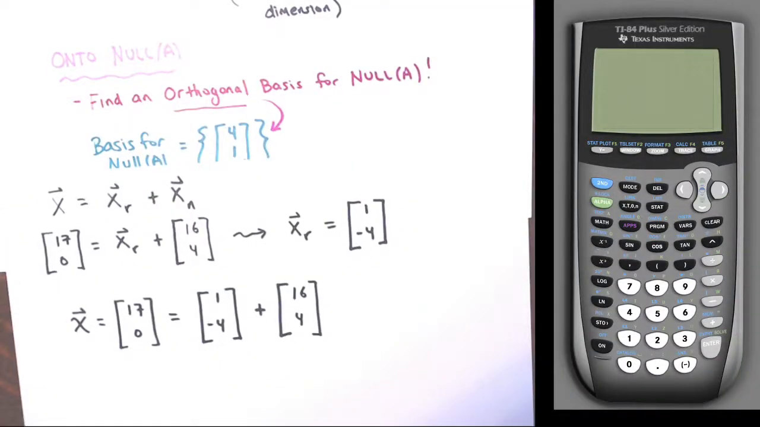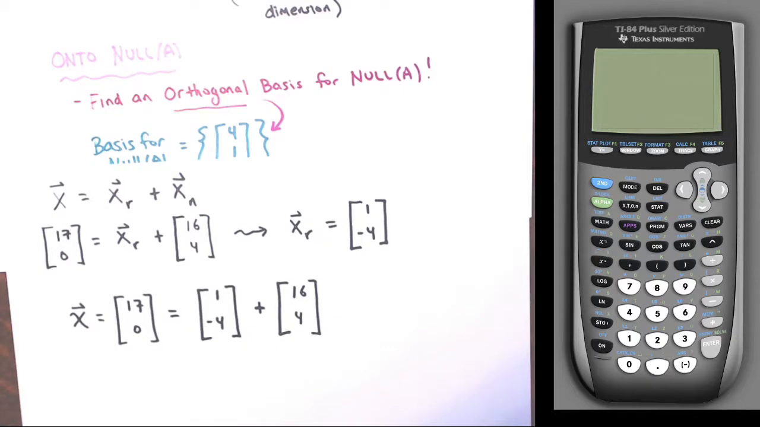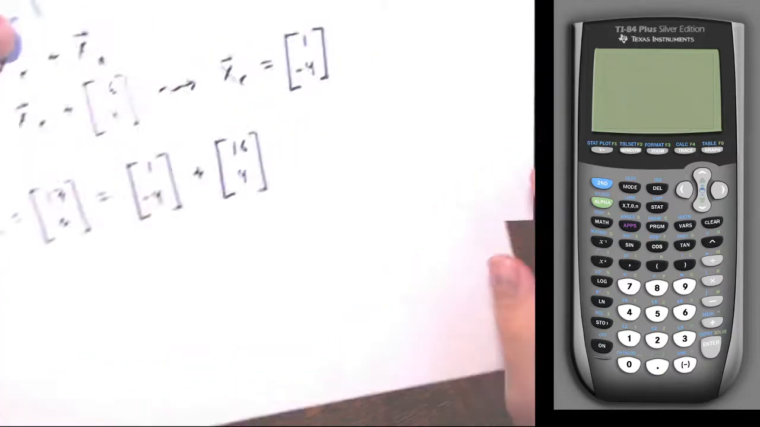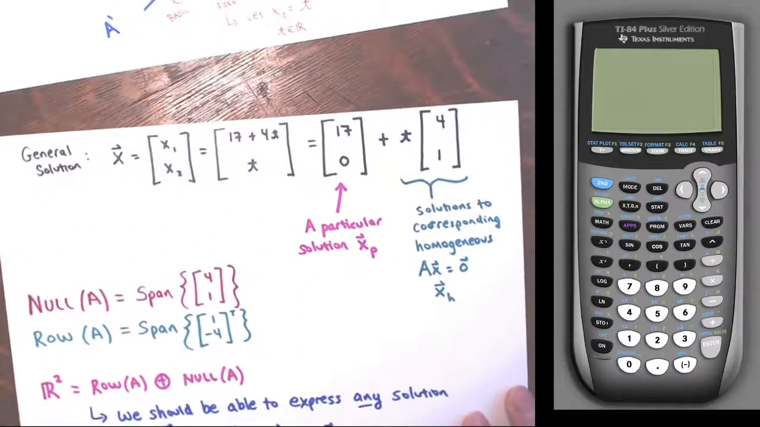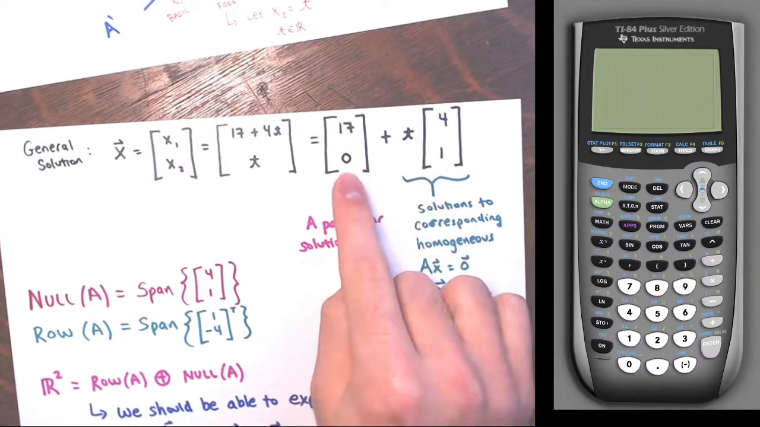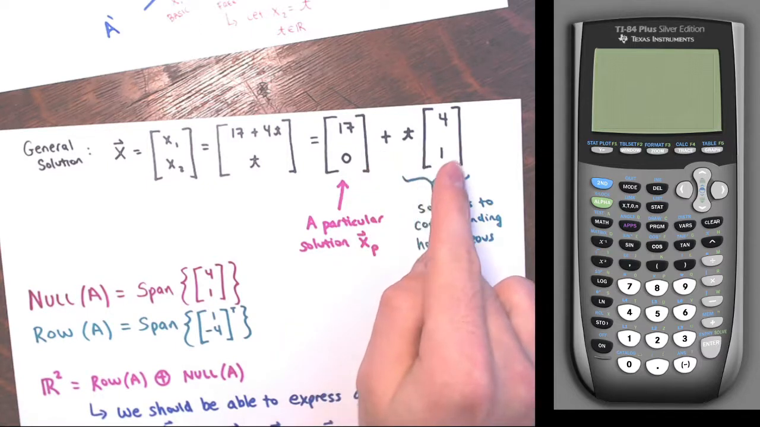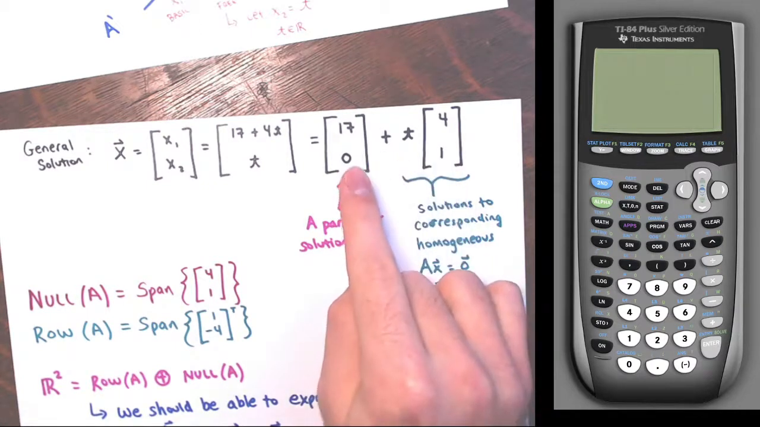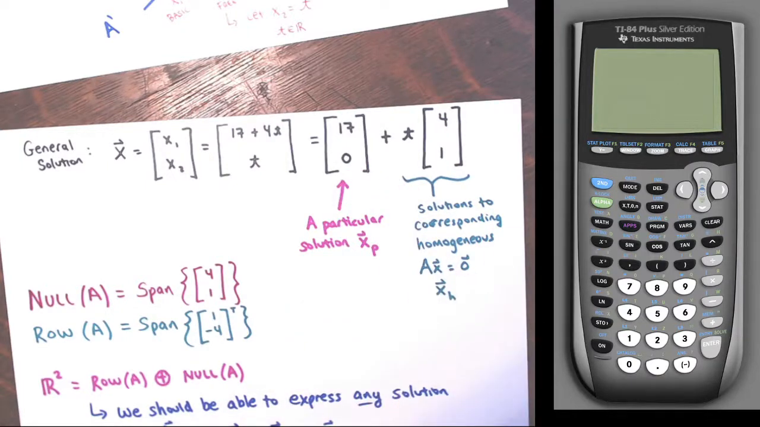All right, so now we can use this idea to express the general solution to my equation, right? So if you go back up to the general solution, right, that looked like this. It was 17, 0 plus some multiple of the vector 4, 1. Remember, I can rewrite 17, 0 as 1, negative 4 plus 16, 4. Right, so I'm going to do that.